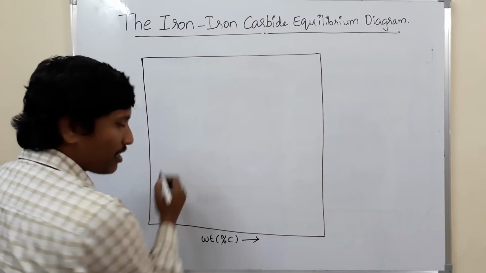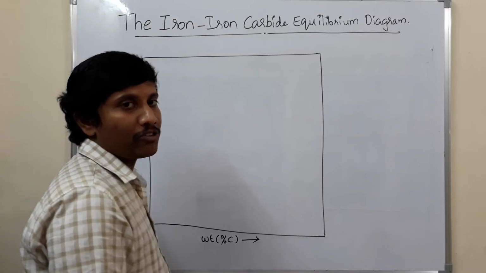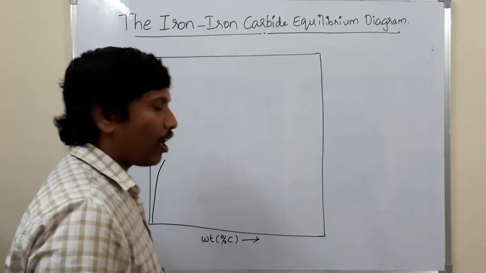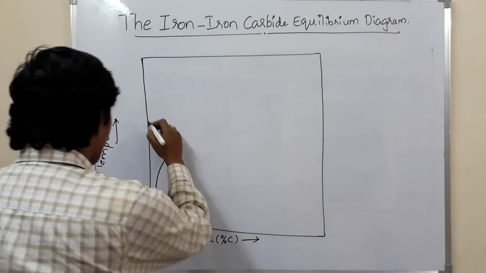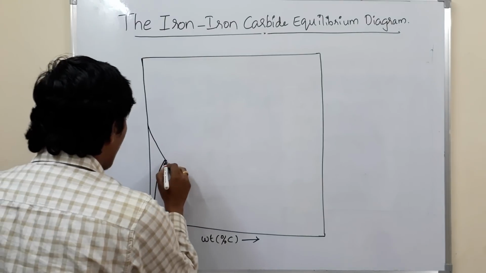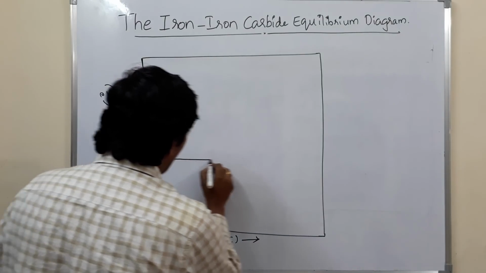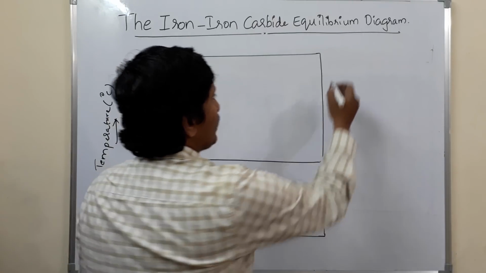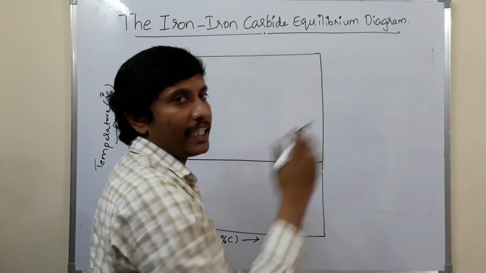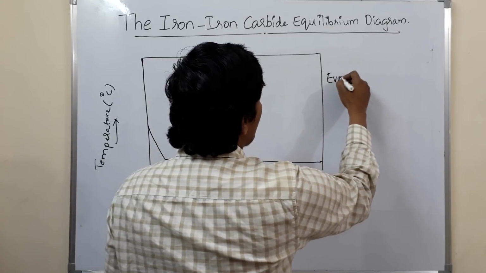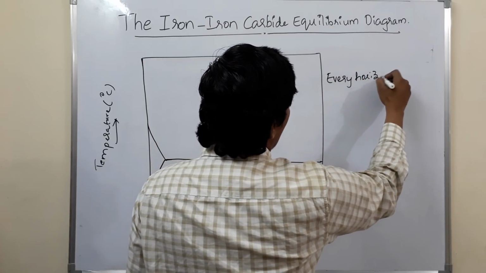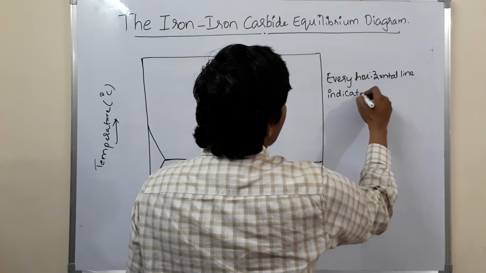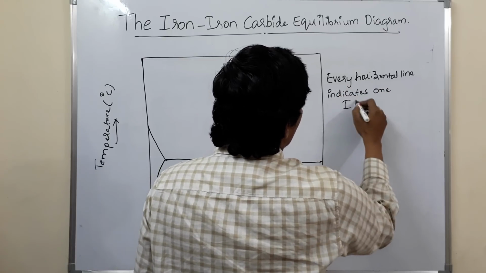First I am plotting the alpha phase region, the alpha solid solution region. This is the solvus line for the alpha solid solution. I am drawing a horizontal line. The important point to remember is that in this iron carbide equilibrium diagram, every horizontal line indicates one isothermal reaction.